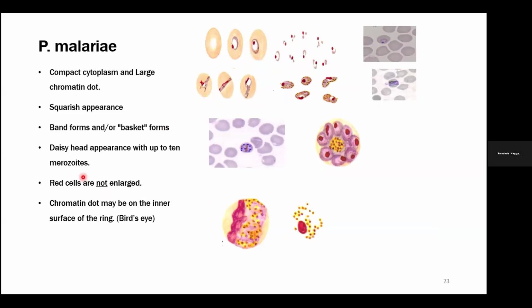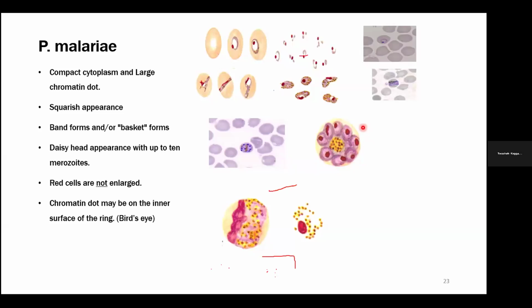Then for the schizonts, there is what they call the daisy head appearance. They look as if they are organized. The pigment is in the middle, but the merozoites are organized around that pigment. That is a feature of P. malariae schizonts.